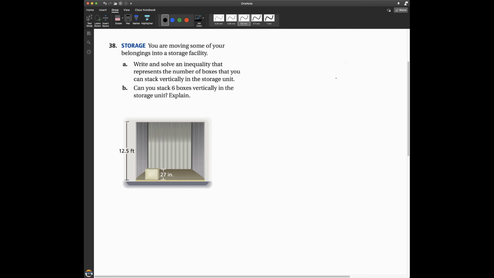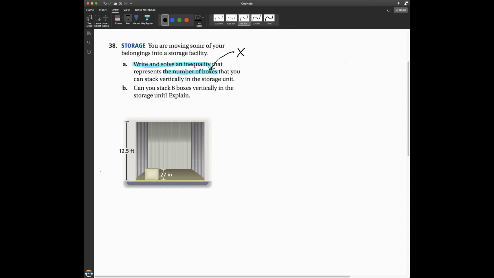Let's see, I've got this storage space, and it says write and solve an inequality that represents the number of boxes. And that, for me, is going to be my variable, because I don't know how many boxes I can stack in my storage unit. So I'm going to call that X.